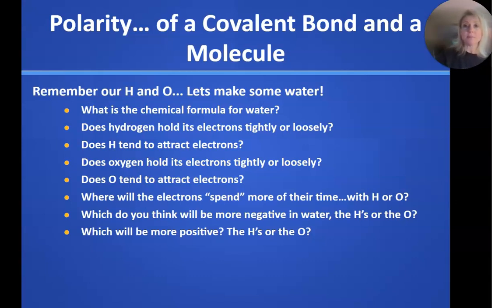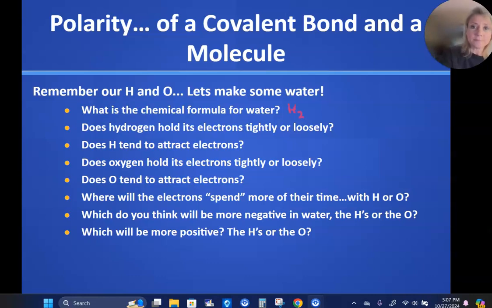So what we're going to do is make some water. So the chemical formula for water is H2O. We said on the last slide that hydrogen has a lesser electronegativity value than oxygen does. So hydrogen is going to hold its electrons loosely. Does hydrogen attract electrons? We said no, because it has a lower electronegativity value. Does oxygen hold its electrons tightly or loosely? Well, since oxygen has a high electronegativity value, tightly will be our answer. And so does oxygen tend to attract electrons? Yep, it does, because it's got a higher electronegativity value. Since oxygen has a higher electronegativity value, electrons are going to spend more time around that atom.